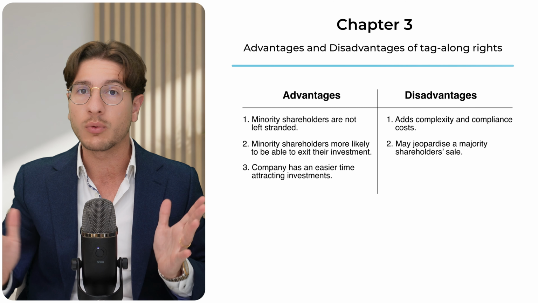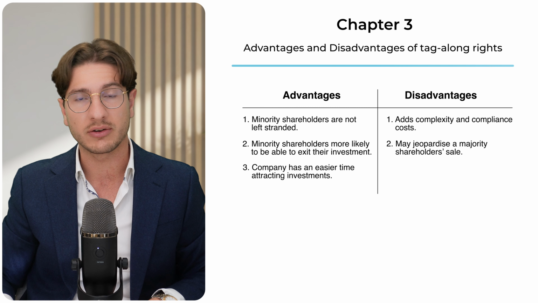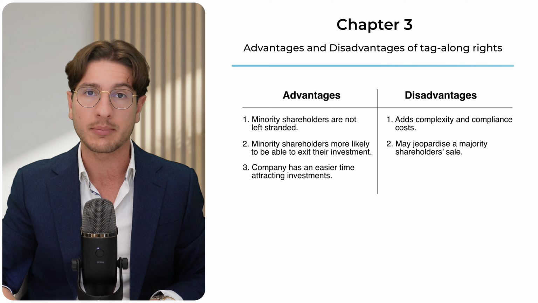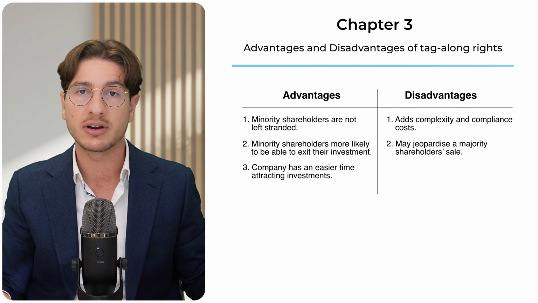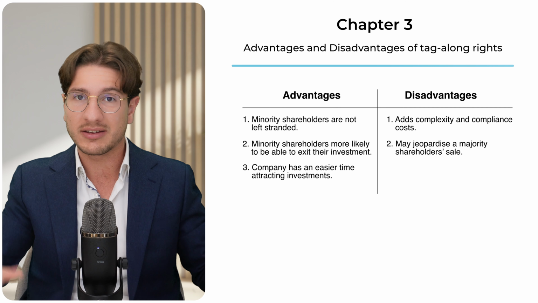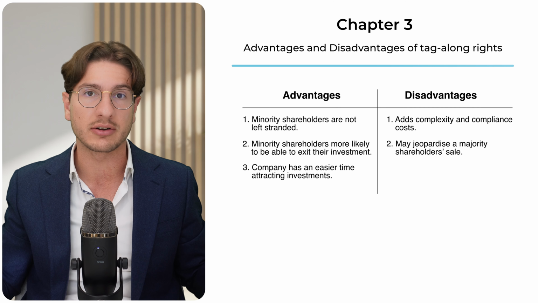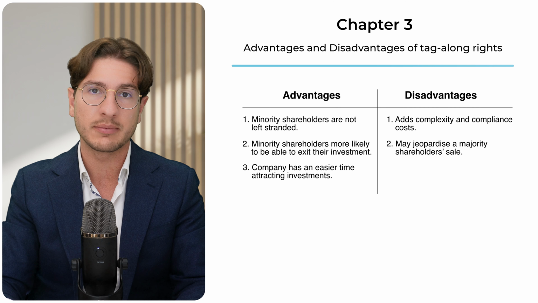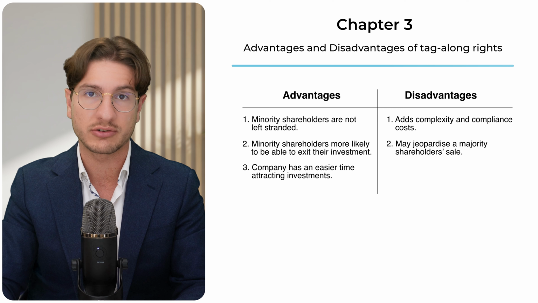If the buyer only wants the majority shareholder's shares and the only way they can get them is if they also buy the shares of the minority shareholder via these tag-along provisions, then they might just step away and say, I'm not buying any shares in this case. And of course, this is the big disadvantage for majority shareholders.